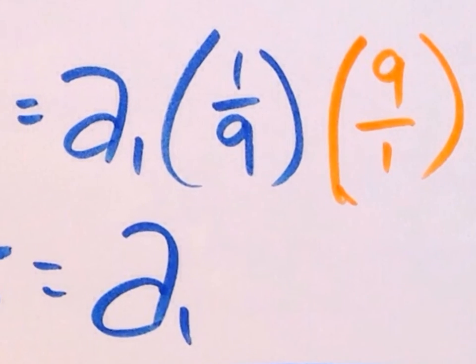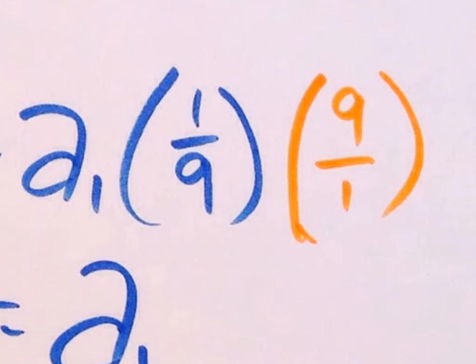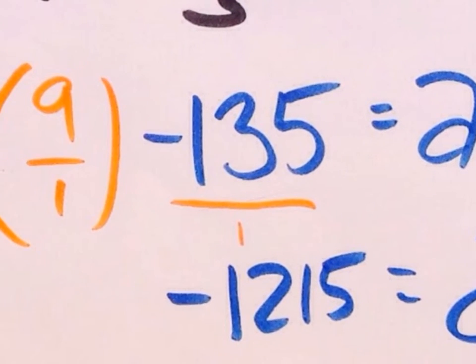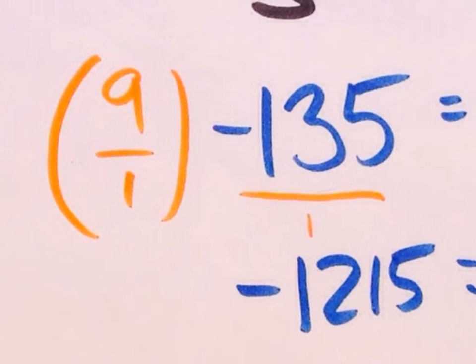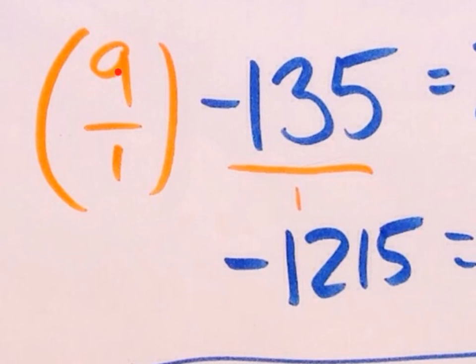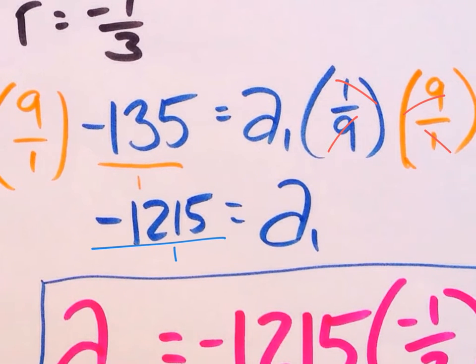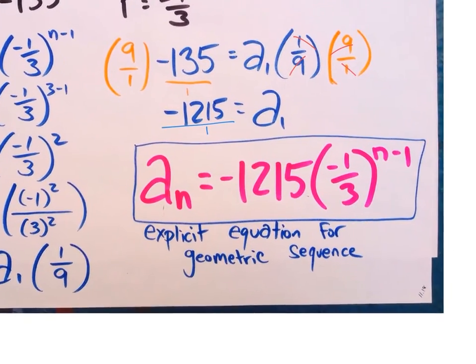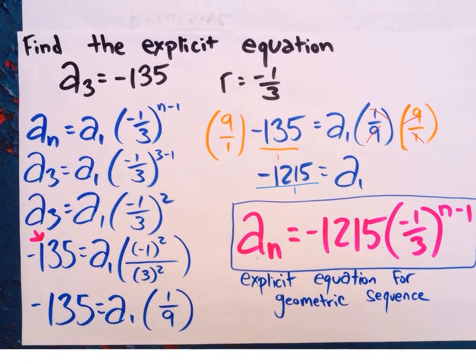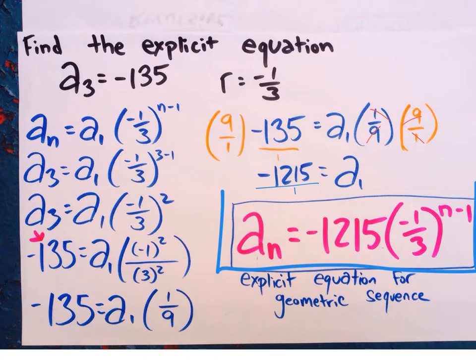When we're looking at the right side, we know that 1 times 9 is 9, and 9 times 1 is 9. 9 over 9 is 1. So these cancel out. All we're left with on the right side is a sub 1. And on the left side, we're going to multiply by 9 over 1. In this case, we're multiplying 9 times -135, and that's going to give us -1,215 over 1. And that is our first term. So now we've got the explicit equation for the geometric sequence. This is our answer right here.